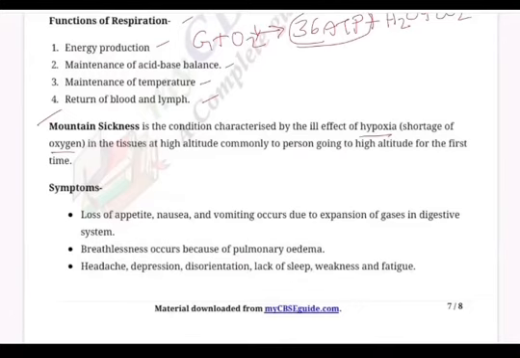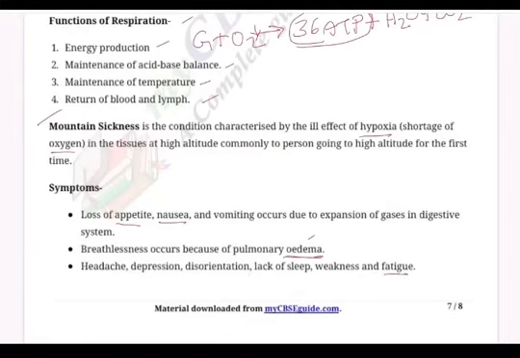What are the symptoms? Loss of appetite, meaning you are not feeling hunger. Nausea, a vomiting sensation, and actual vomiting occur due to expansion of gases in the digestive system. Breathlessness occurs because of pulmonary edema. Edema is accumulation of water, so in pulmonary edema there is accumulation of water in the lungs. That's how breathlessness takes place. There will be headache whenever there is shortage of oxygen. Depression, you are under stress.